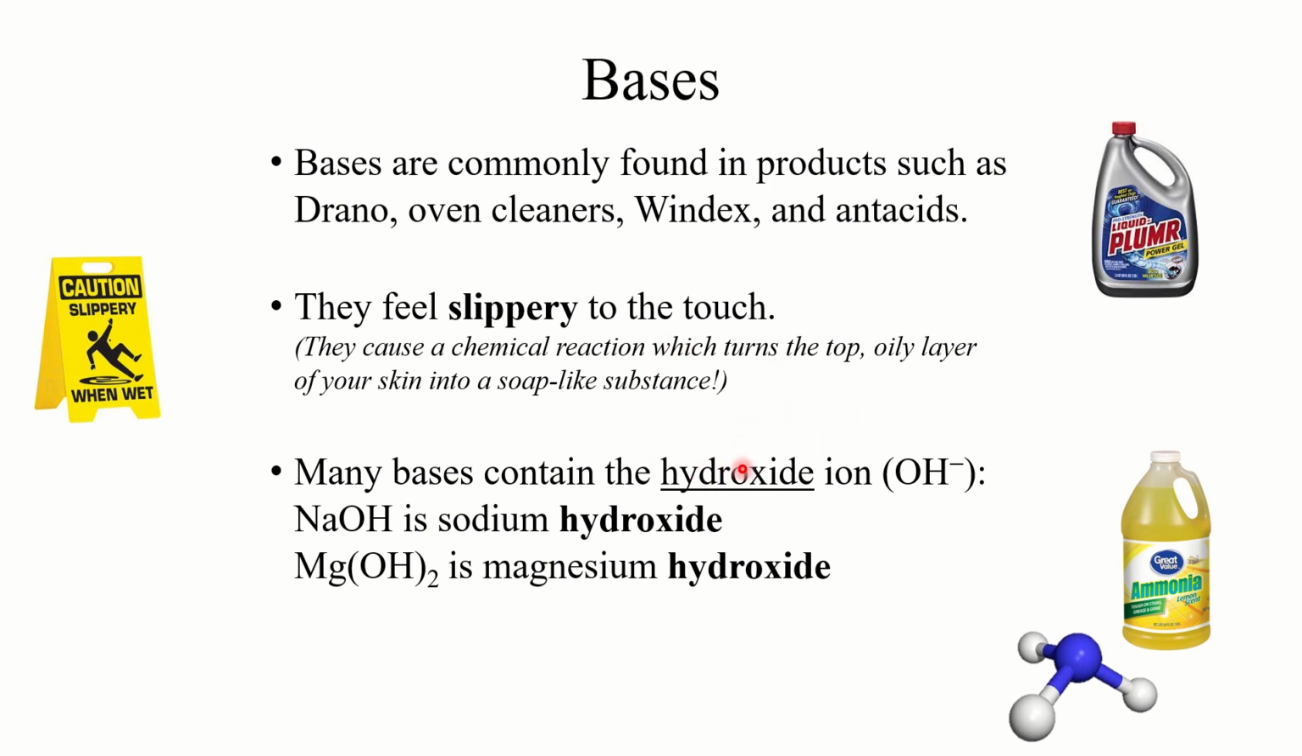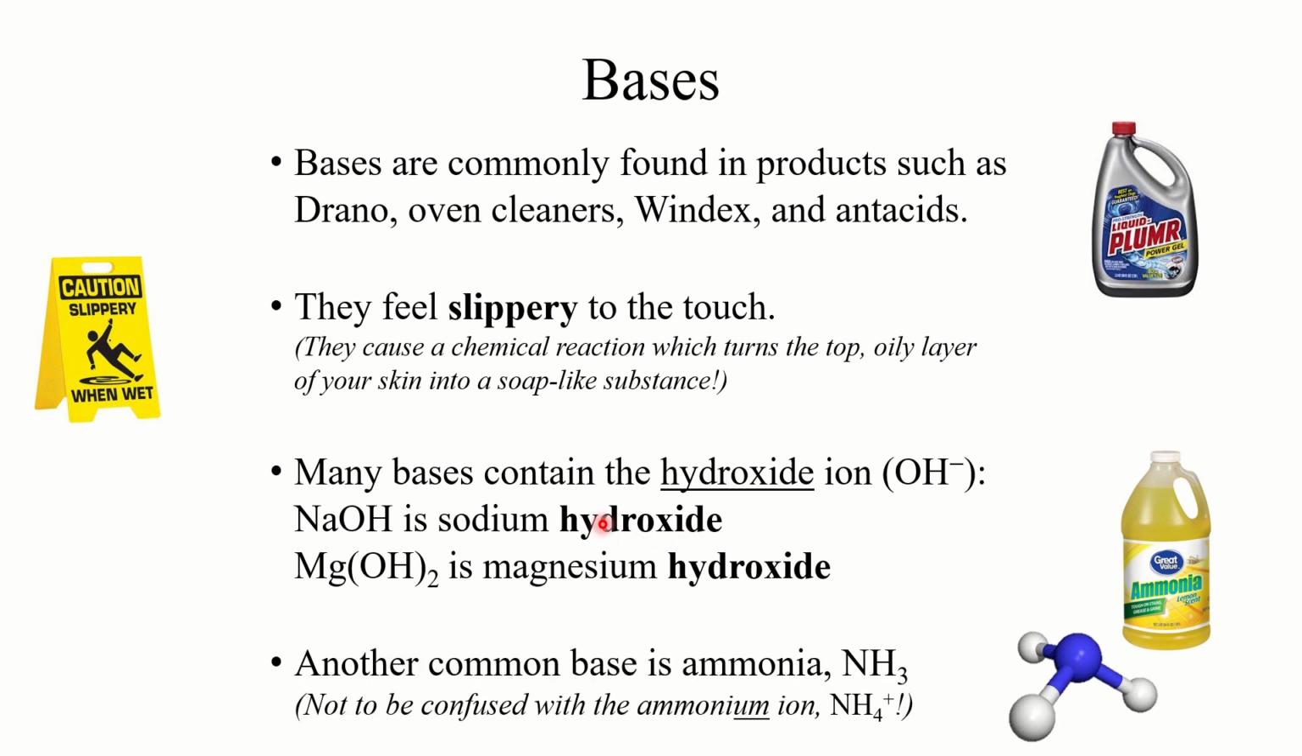Hydroxide, as a reminder, is OH minus. So NaOH is sodium hydroxide. Mg(OH)2 is magnesium hydroxide. Another very common base is ammonia, or NH3, shown here. This is an example of a weak base, which we will learn about a little more later. Make sure you don't confuse this with the ammonium ion, which is one of the polyatomic ions you learned about in Gen Chem 1, which is NH4+.